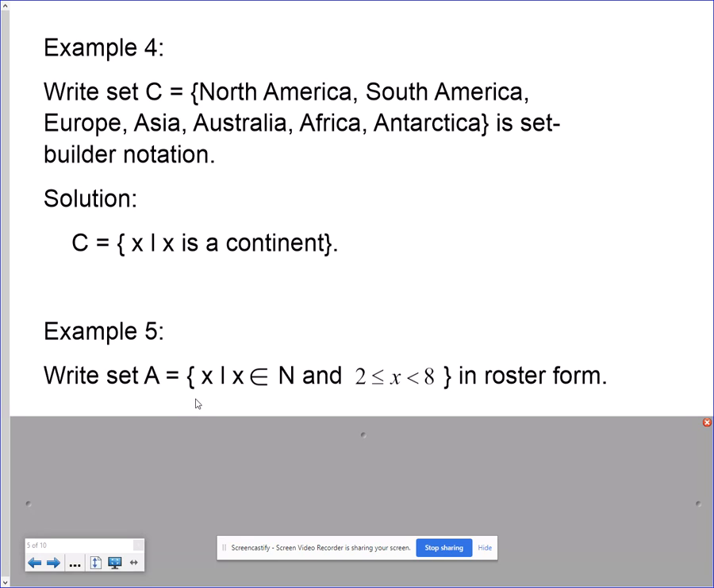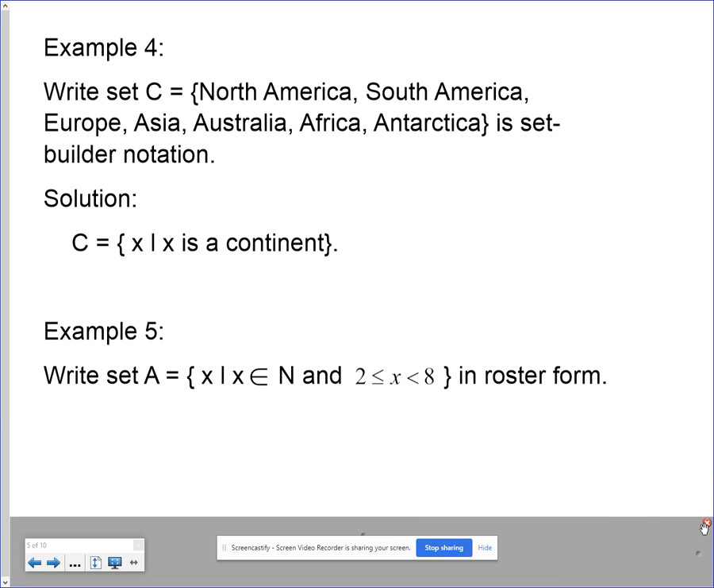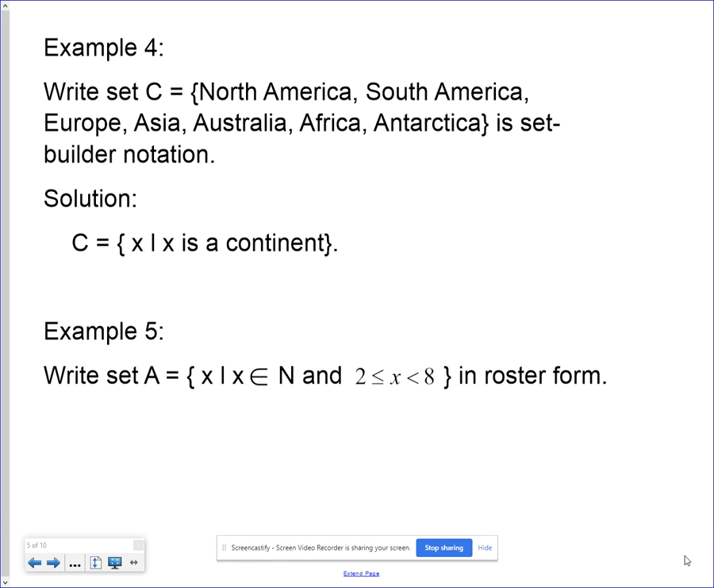Example 5. Write set A, where A is equal to the set X such that X is a natural number and 2 is less than or equal to X, less than 8, in roster form. So let's think about this. It's a natural number. Remember, natural numbers are also referred to as the counting numbers. They're the first numbers that you learn to count with. So we're talking about the counting numbers like 1, 2, 3, 4, 5, 6, 7, 8, 9, and so forth. So if we want to write in roster form, we're going to list out all the members.